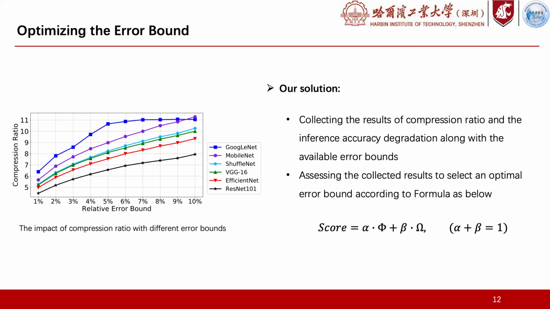So we can use the score to assess the compression efficiency and select the optimal error bound, satisfying users' requirements on both the compression ratio and the inference accuracy.